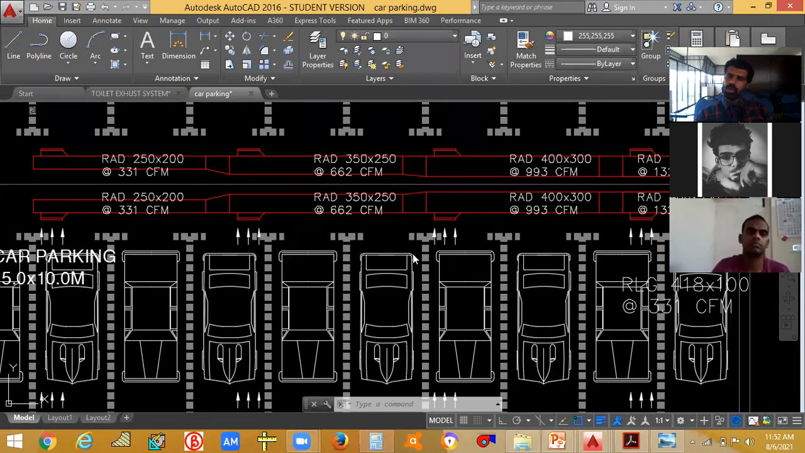Better you just go with 12. Better go with 12. There won't be very much difference in that. Give ACH value 12 and you can decide. That's not an issue. It should be minimum 6. That's what they have been asking. So when you are considering the fire mode, we can give 12 also.